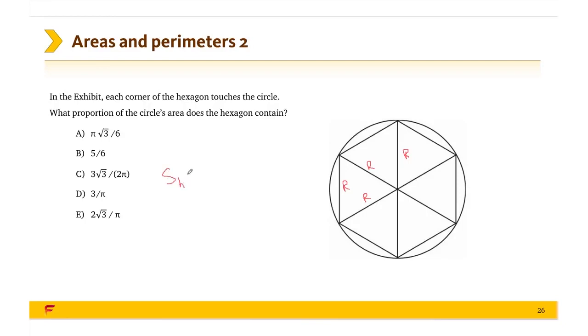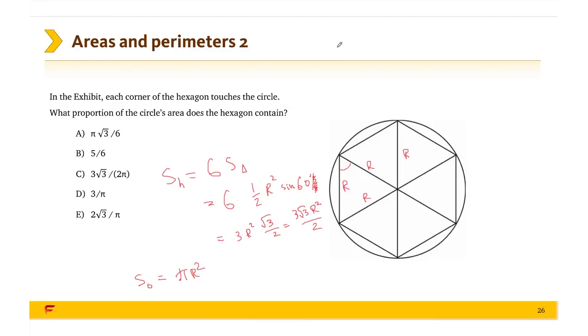So the area of the hexagon is 6 areas of the triangle. And the area of a triangle will be 1/2 times R squared times the sine of the angle between two sides, and that would be 60 degrees. So that would be 3R squared times square root of 3 over 2. And we can write it as 3 times square root of 3 R squared over 2. And the area of the circle will be pi R squared.